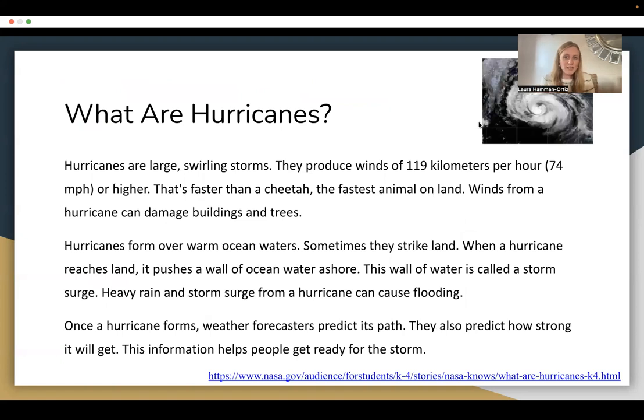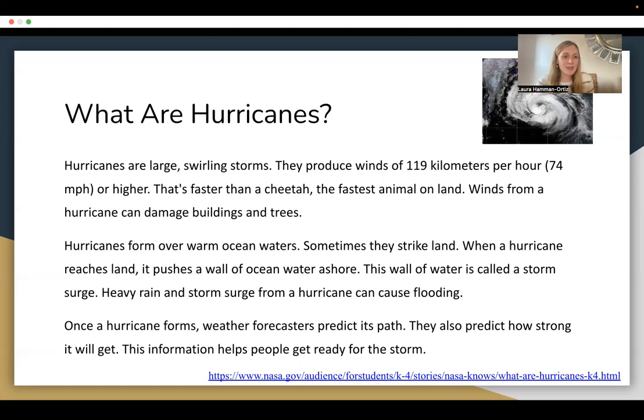Okay, so I pulled a text from NASA's website. NASA has some great texts that are available for students at different ages. This is a K-4 age text, probably more towards the 4th grade, focused on hurricanes. So I'm going to read it aloud, and then we're going to talk about how we could deconstruct this text using a graphic organizer with students.